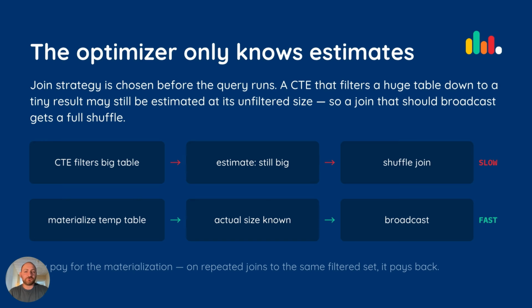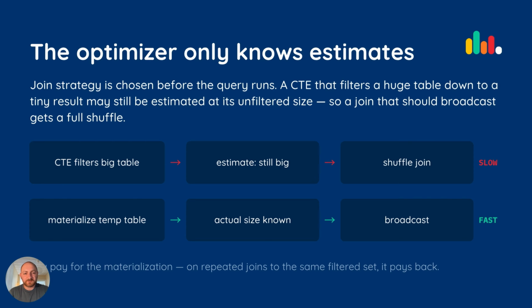The optimizer chooses the join strategy before running your query, based on what it can predict. If your CTE filters a huge table down to a tiny result, the optimizer may not know the result is tiny. It estimates from the unfiltered size. So a join that should qualify for a broadcast gets a full shuffle instead, because the estimate was wrong.